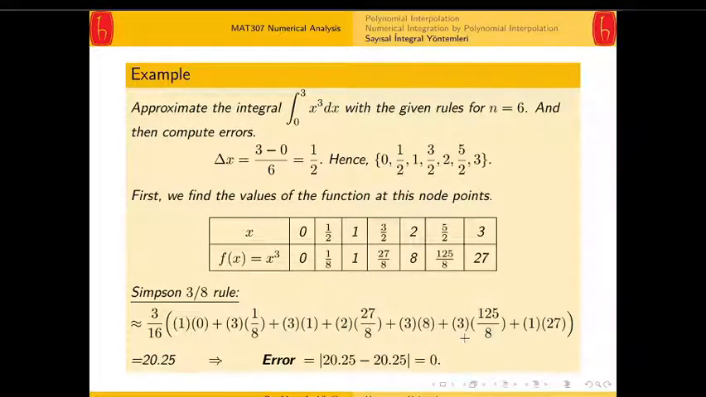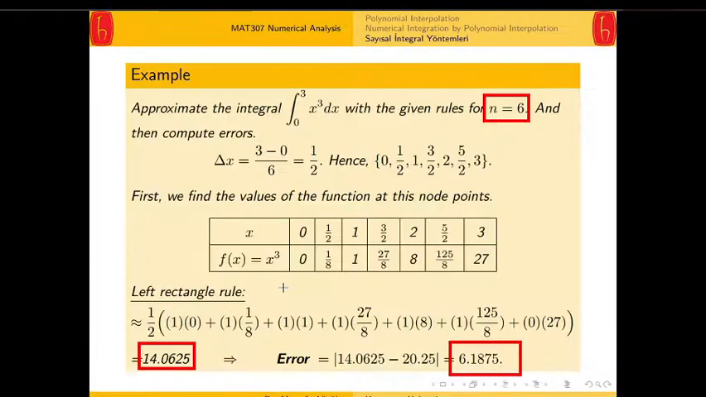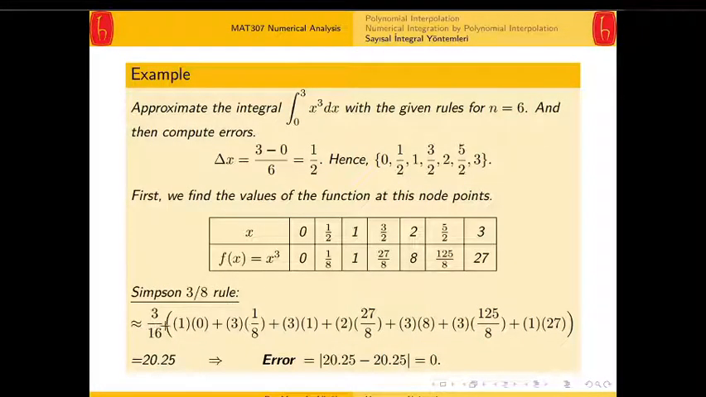Okay, and also with the Simpson 3/8 rule, we again apply the same formulation. Here in the table we have 3 delta t over 8, so delta t is equal to 1/2 in our case, so this will be 3 over 16 times 1, 3, 3, 2, 3, 3, 1. Okay, if we substitute function values in their corresponding parts and compute this integral, this will be equal to 20.25, and we see the error is equal to 0 again.